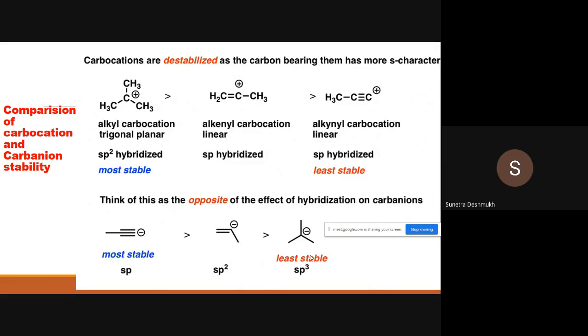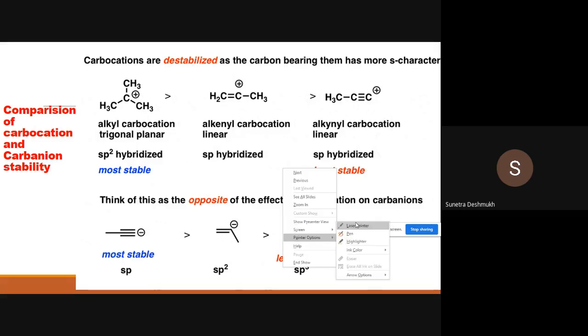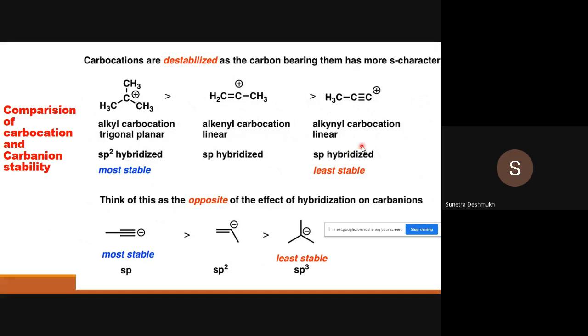You can see over here in this slide, sp hybridized carbanions are most stable, whereas sp hybridized carbocations are least stable. So the stability of these two reactive intermediates is totally opposite to each other. This is a very important point we should take into consideration.